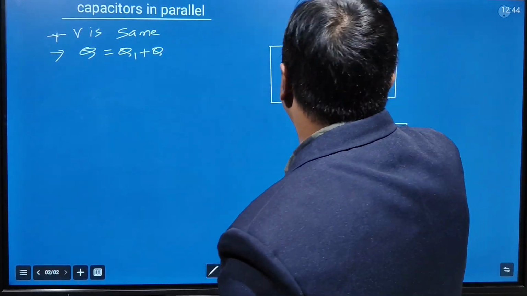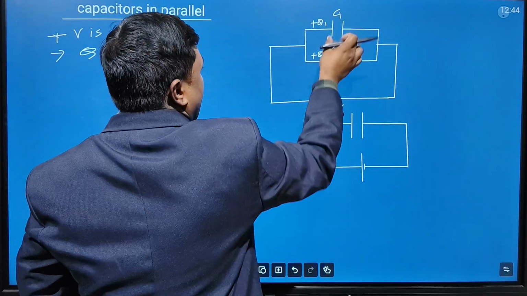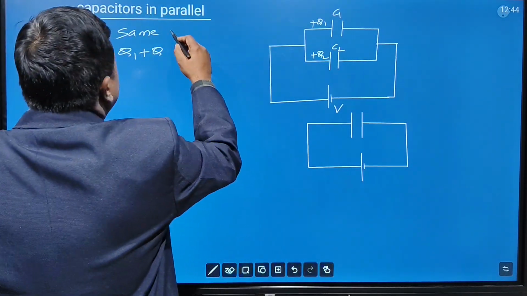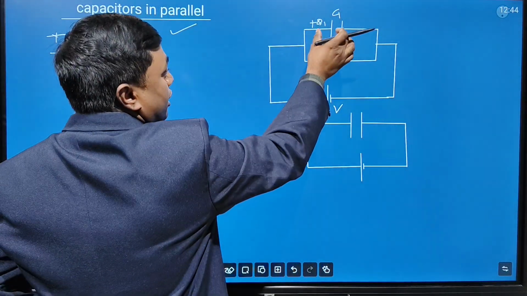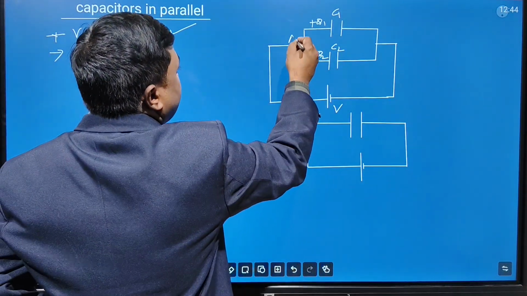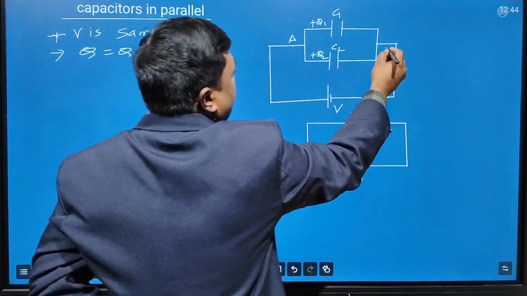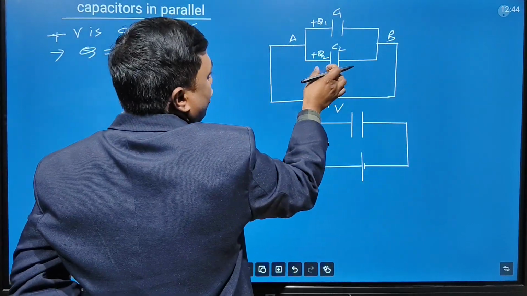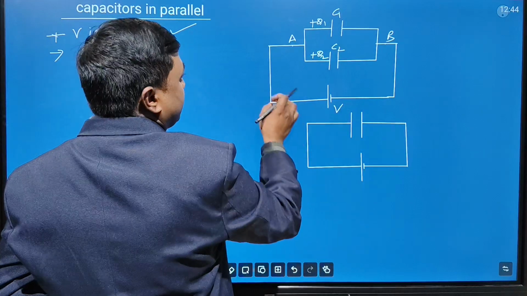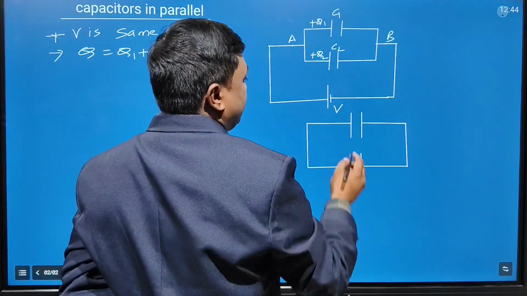Let's consider two capacitors having capacitance C1 and C2 which are connected in parallel. In a parallel circuit, V is the same. The potential difference across the capacitors is the same. Why? Because one end of C1 is A, the other end is B. Similarly, one end of C2 is A, the other end is B. Similarly, one end of the cell is A, the other end is B, that is V volt.